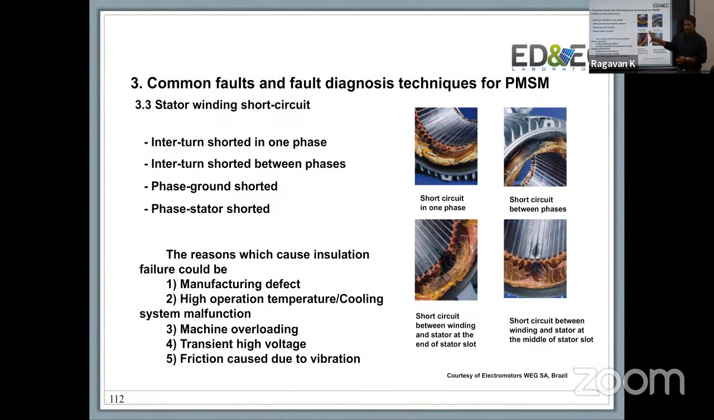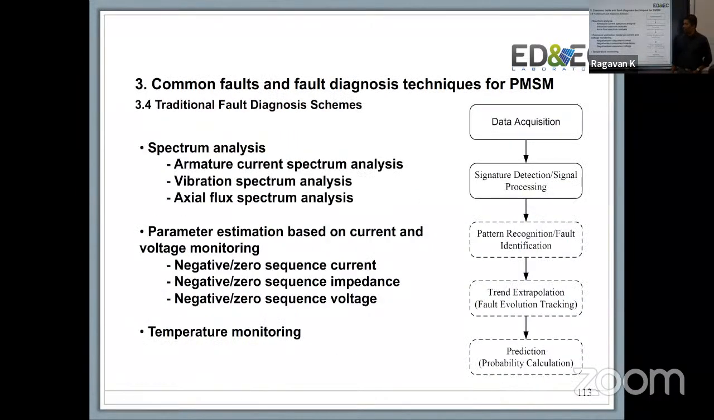So these are some pictures. These are not from our lab. These are actually pictures from a set of images that we had from Brazil, in which we have specific faults that they induced to show what the motor would look like. And the reasons that can cause insulation failure, once again, we've talked about this, are manufacturing defect, temperature and cooling, overloading, high voltage, that's dV/dt, or friction that's caused by vibration.